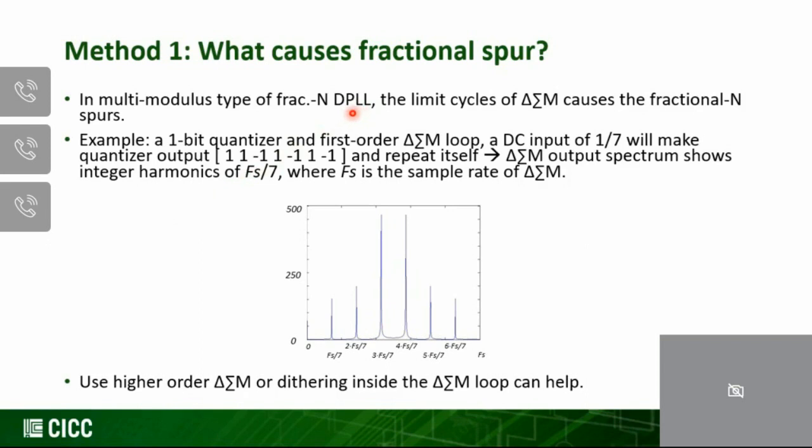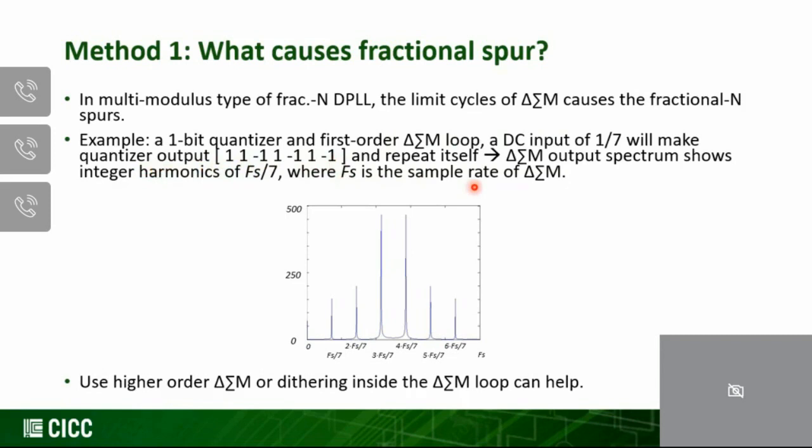For instance, if we use the first order delta sigma loop, and we only use a 1-bit quantizer for that delta sigma modulator, and if we inject a DC input signal, for example, 1/7, then the output of this delta sigma modulator will be 1, 1, minus 1, 1, minus 1, 1, and minus 1. And then it will just keep repeating by itself.